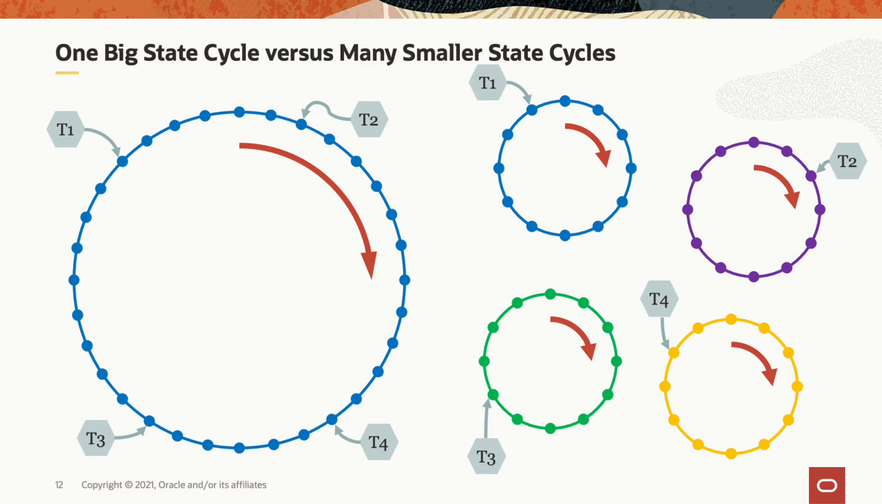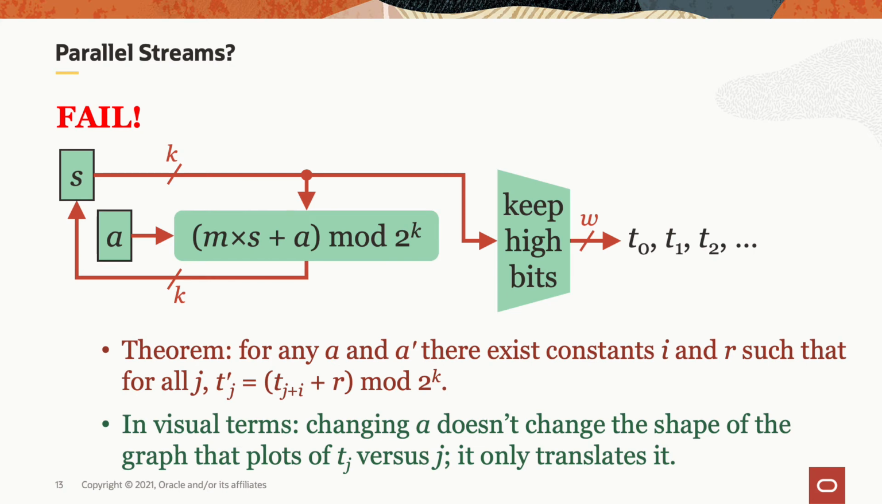The idea on the right is for each thread to have its own state cycle, which could be smaller. But if each of these individual cycles behaves as if statistically independent of the others, then in effect, all these threads can use the same algorithm. And the question is, can the parameter A be used to provide different cycles? It turns out that the answer to this question is no. This is not a good idea.